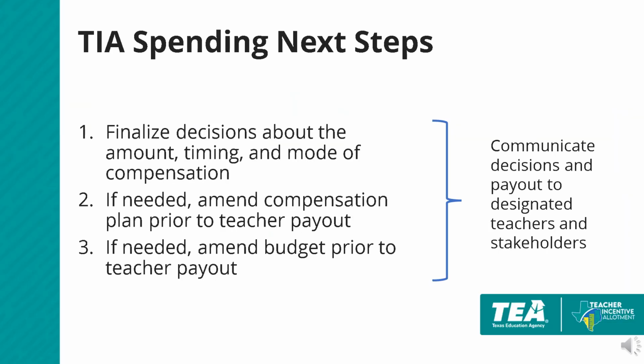In terms of next steps for your district, we would recommend taking the following actions. First, take time to plan and finalize decisions around the amount, timing, and mode of compensation. Next, if needed, amend your compensation plan prior to teacher payout. And finally, also if needed, amend your budget prior to teacher payout. With all of these, we strongly recommend communicating decisions and payout information to designated teachers and stakeholders.